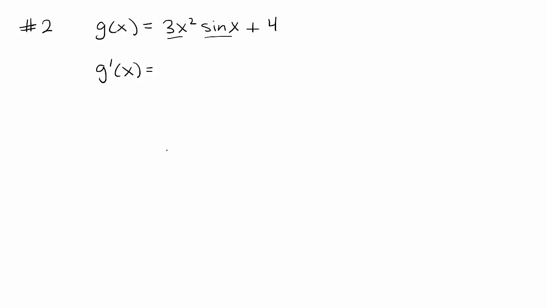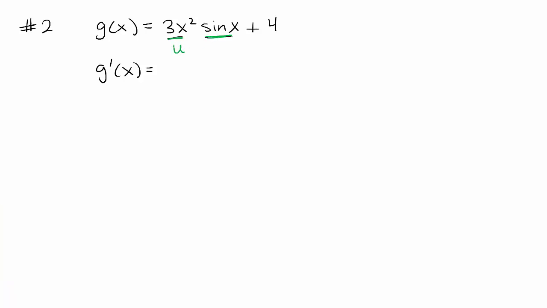All right, so now we're going to try another derivative problem. So this is number 2, and our function is going to be g of x equals 3x squared sine x plus 4. Okay, so I'm going to take the derivative, g prime of x, and in this one, I have a product in the first term, so I'm going to have to use the product rule when I take the derivative.